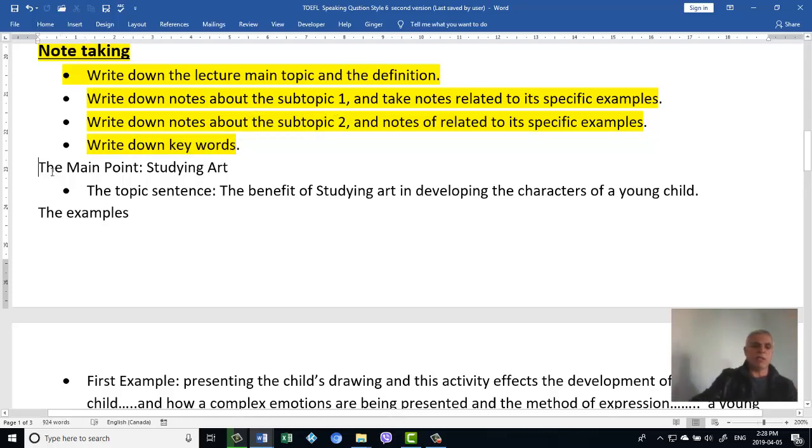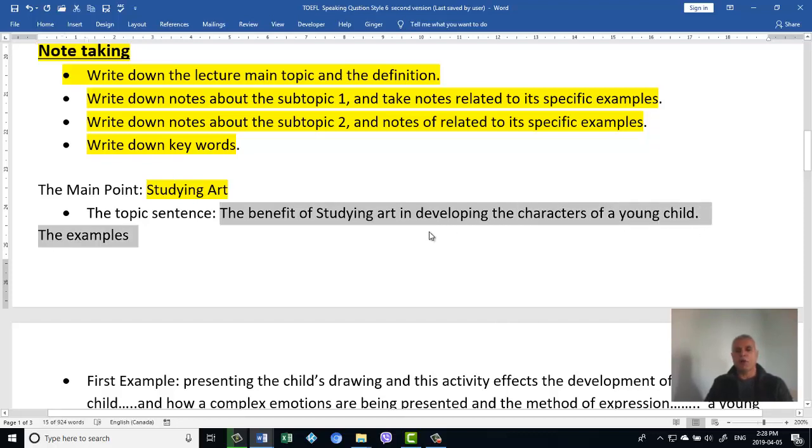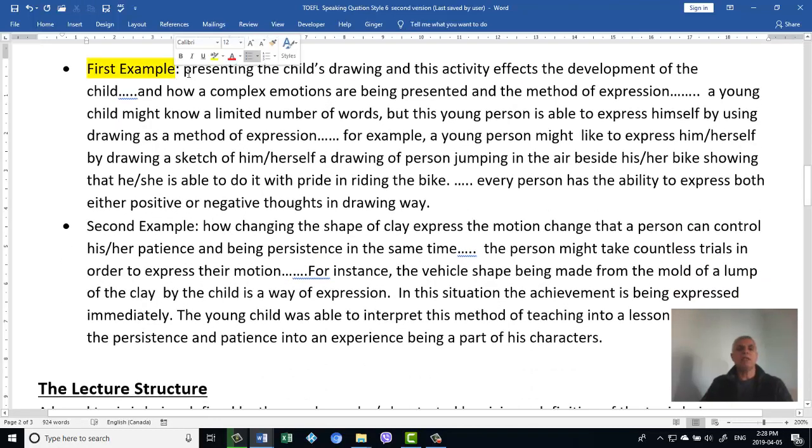Let's look for this when we have this kind of question. If we look here, the main point is studying art. Then we look for the topic sentence. The topic sentence is the benefit of studying art and developing the character of a young child. Let's look for the examples. First example, presenting the child's drawing, and how this activity affects the development of the child.